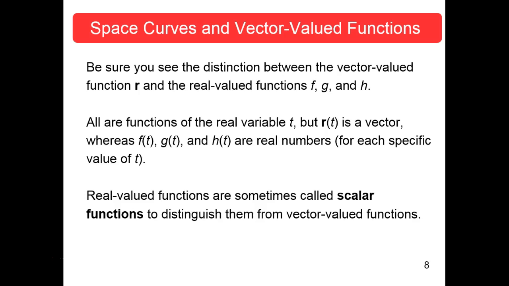Be sure that you see the distinction between a vector valued function R and the real valued functions F, G, and H. Somehow that doesn't seem to be a big deal for me because R contains all of those, so you can't be confusing them. Okay? All are functions of the real value t. The R of t is a vector, that's why it's bolded like this, and these are just numbers, scalar values, for any particular value of t. The real valued functions are sometimes called scalar functions. This distinguishes them from vector valued functions. I don't want to say scalar valued function, but usually you just leave that out.